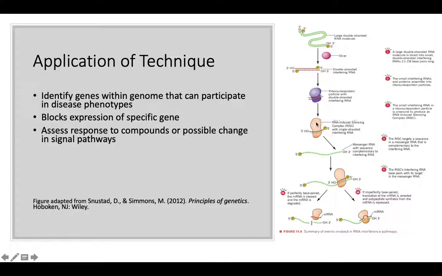So the RISC basically targets a section of the mRNA to make the complementary strand. If it is perfectly base paired, then the mRNA is cleaved and degraded, but if it's not, then the translation basically stops and polypeptide synthesis is not continued.